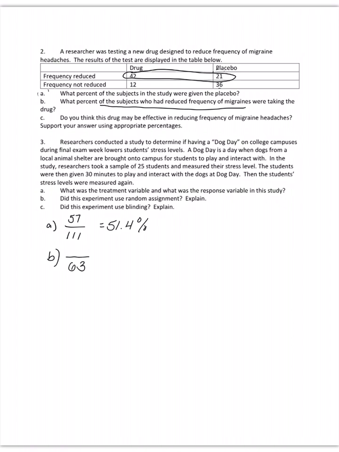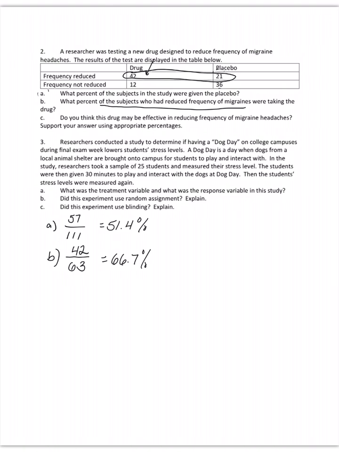And it says, what percent of those people were taking the drug? So these were the people taking the drugs, 42 out of 63. And if we convert that into a percentage, we're going to get 66.7%.